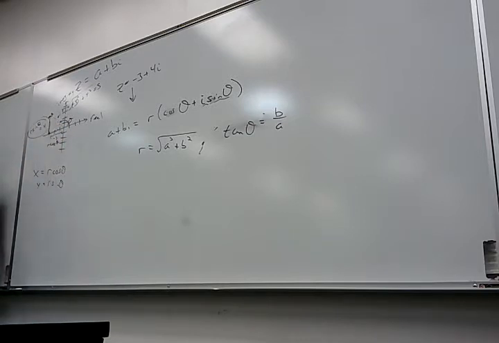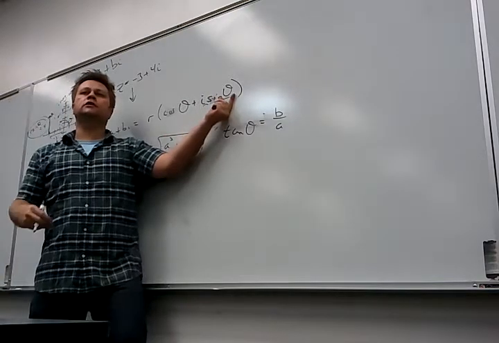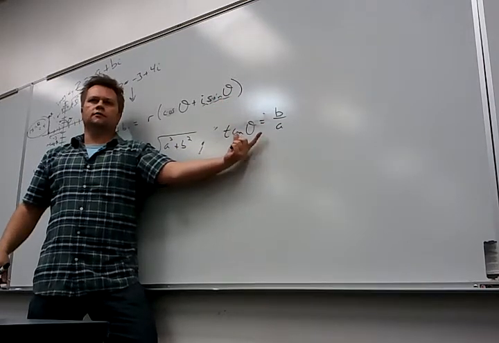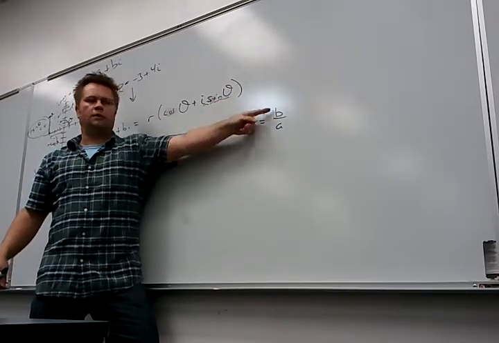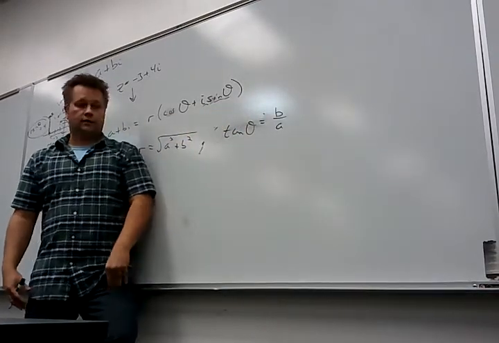Why are we looking for tangent and not like sine? I need to define what theta is. And here's the definition of what theta is. Tangent of that angle would be b over a. That gives me a way to figure out what theta is. Oh, it's the same. Yes.